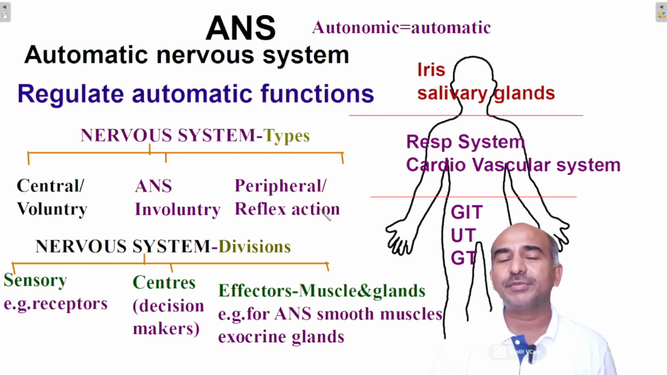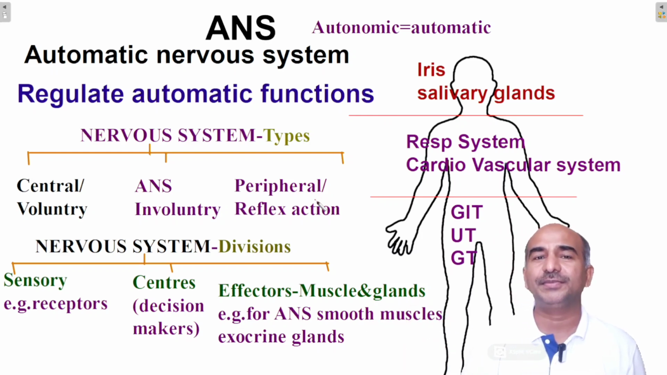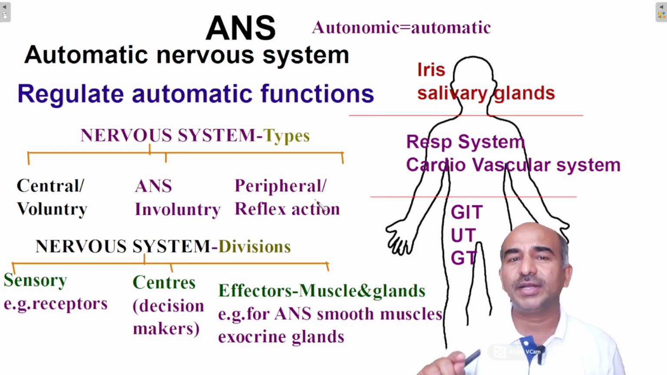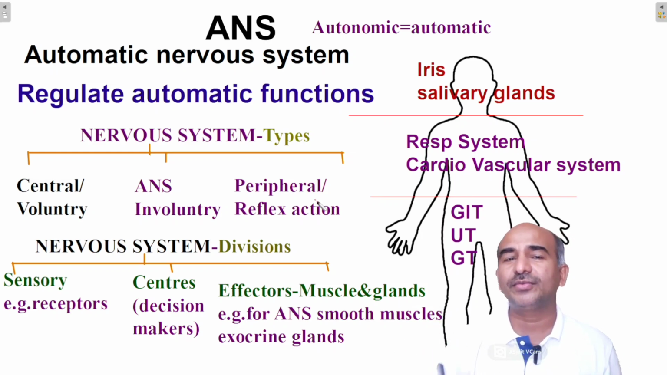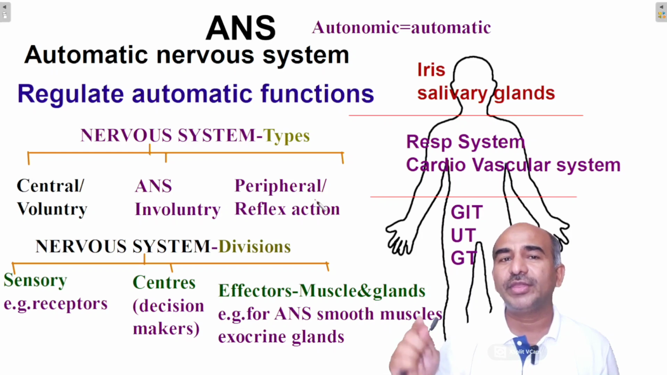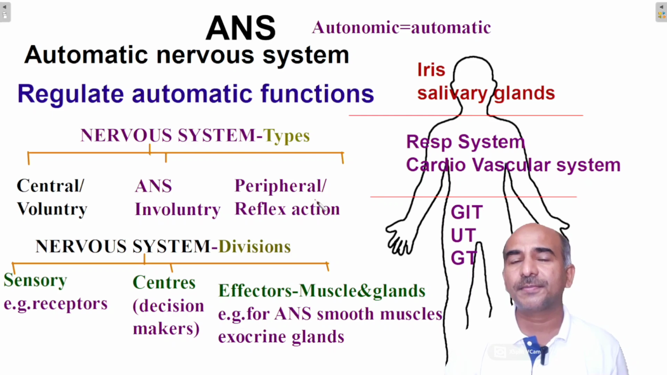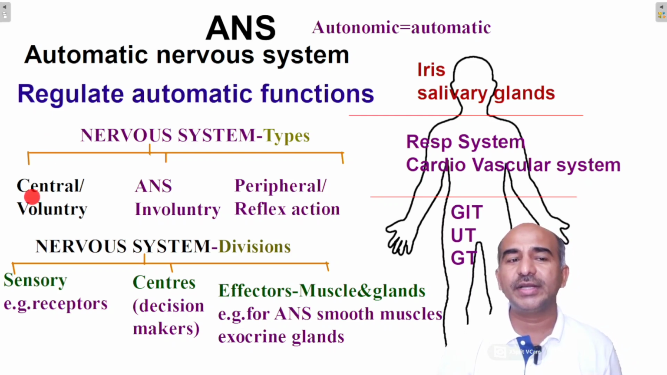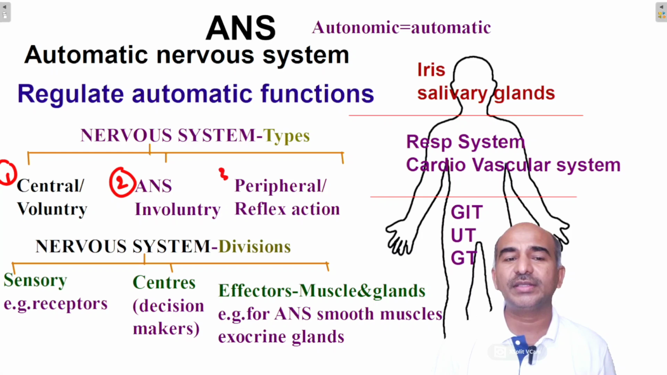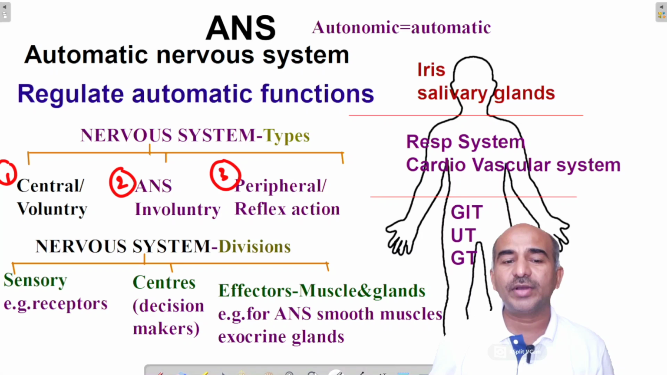The third type of nervous system is the peripheral nervous system. Why, where, how, etc., we'll see later, but its function is basically reflex action. You must have seen that if we suddenly put a finger on a flame, we will suddenly withdraw the finger without any thinking. That is the reflex action to protect ourselves. So this is the function of the peripheral nerve. There are three types of nervous system: number one, voluntary, central nervous system; involuntary; and third, the peripheral nervous system. Out of these, the second, the autonomic nervous system, we are now trying to study.